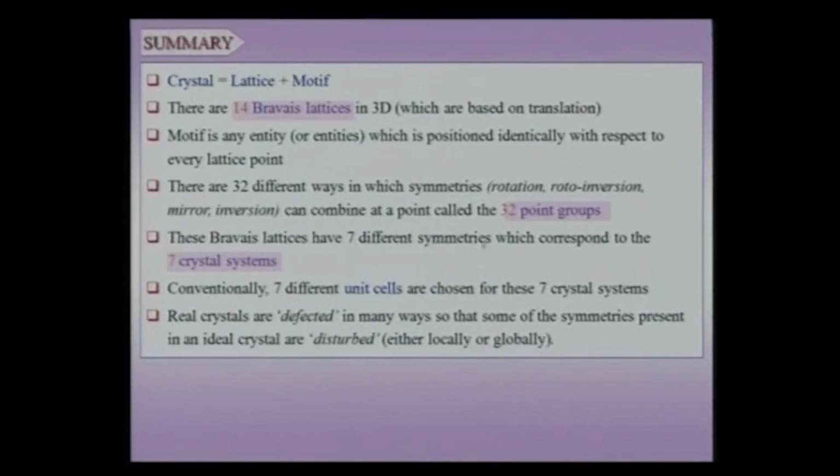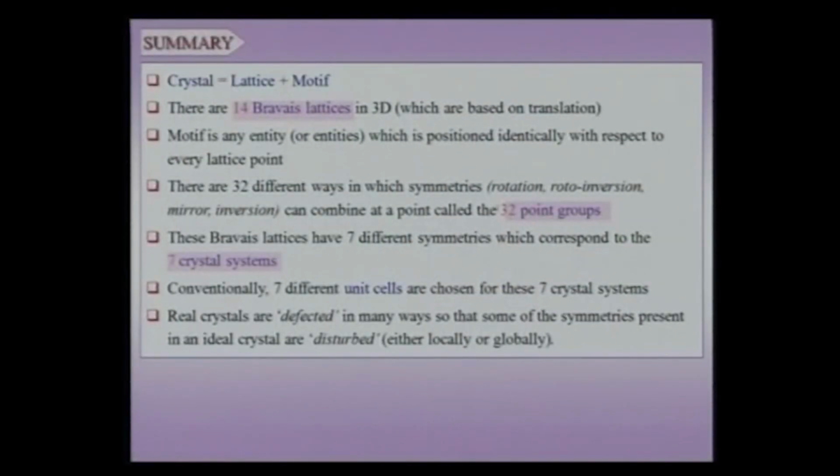These Bravais lattices are 7 different symmetries which correspond to the 7 crystal systems. Conventionally, there are 7 unit cells which are chosen for these 7 crystal systems. Real crystals, this is an important point and we will have a lot to say about this. Real crystals are defected in many ways so that some of the symmetries present in the ideal crystal are disturbed, and this disturbance could be local or global. In other words, real crystals could be very different from the ideal mathematical crystals we have just constructed, and we will try to understand how they are different.